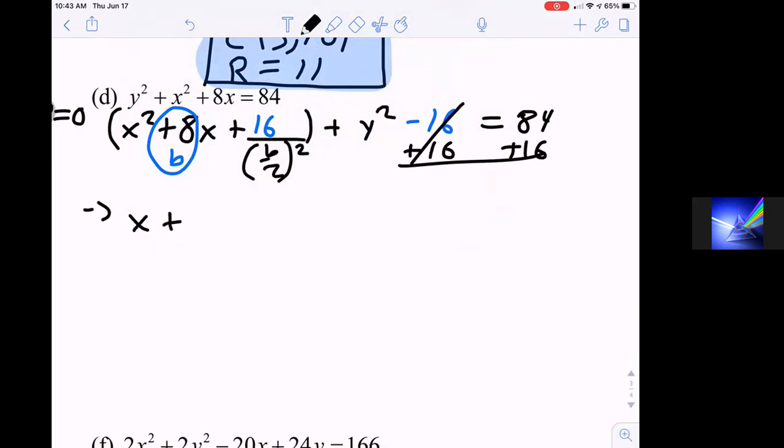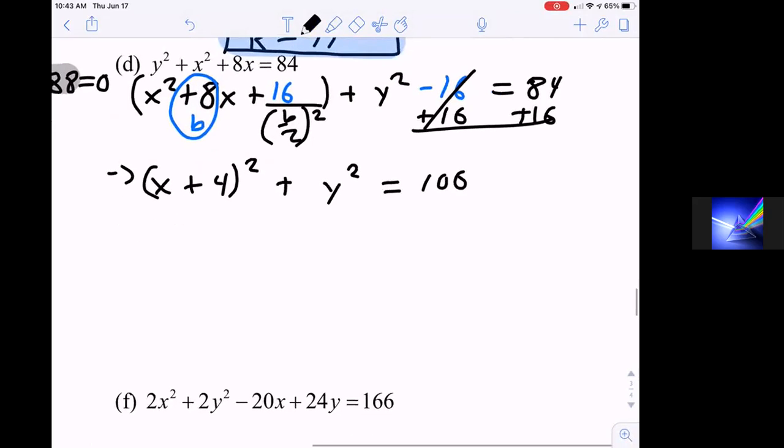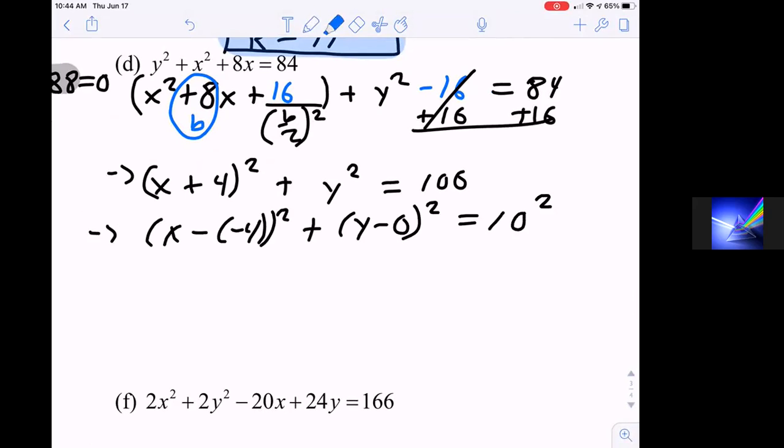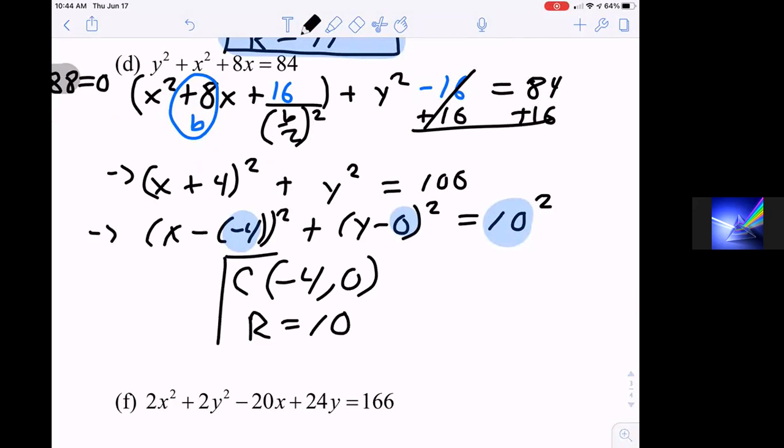Then we get x plus 4 quantity squared plus y squared equals 84 plus 16, which is 100. Now let's rewrite this. This would be x minus negative 4 squared plus y minus 0 squared equals 10 squared. Well, the center, excuse me, the coordinate points of your center would be negative 4, 0, not 4, 0. Negative 4, 0 is the center with a radius of 10.